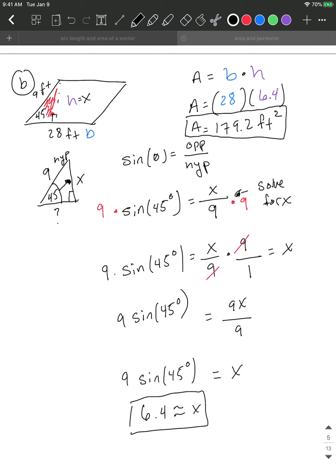So that's how you solve for area when they're missing a variable, especially when you're missing h, the height. In some later videos, I'll be doing different shapes and different missing variables.